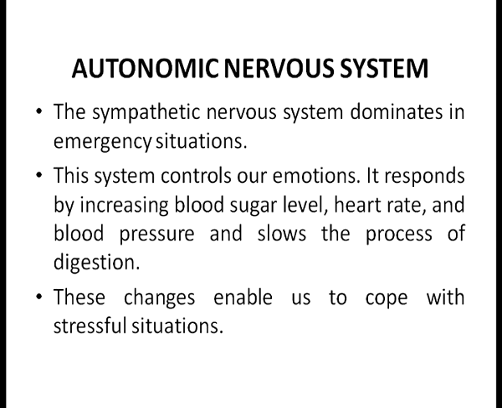The sympathetic nervous system in the autonomic nervous system dominates in emergency situations. This system controls our emotions. It responds by increasing the blood sugar level, heart rate and blood pressure, and slows the process of digestion. That means whenever you are in any kind of emergency situation, if you feel that your blood sugar level is rising or your heart rate is rising or your blood pressure is rising, always remember that the sympathetic nervous system is at work. These changes enable us to cope with the stressful situations in our lives.